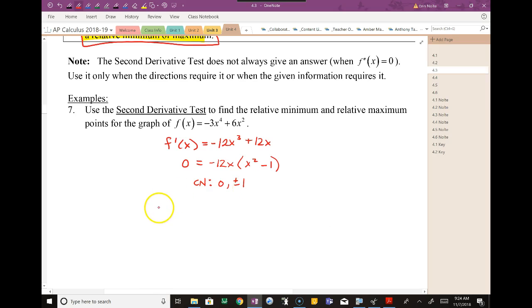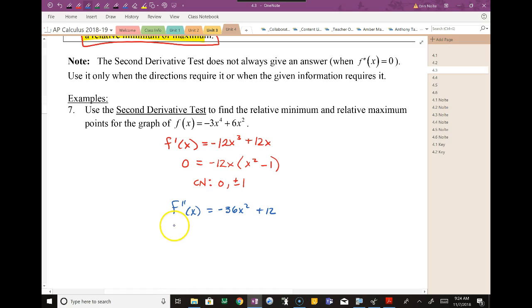Okay, so second derivative, what is my second derivative? Negative 36x squared plus 12, good. At this point, all I need to know is the concavity of those critical values. I need to know whether the concavity is positive, a happy face, or a sad face. So I'm not actually going to set it equal to 0. I don't care about points of inflection. I'm just looking at whether it is concave up or concave down.